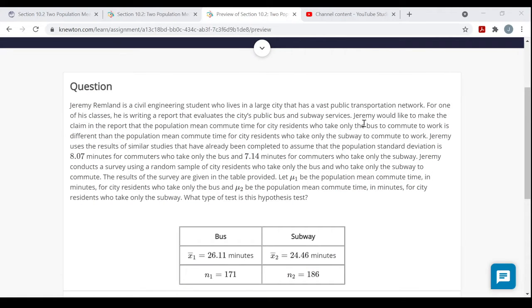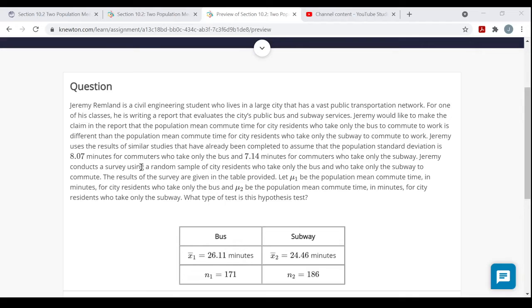So that was the claim. So Jeremy uses the results of similar studies that have already been completed to assume that the population standard deviation is 8.07 minutes for people who commute by bus. So that's like sigma 1, the population standard deviation for the bus commuters. And 7.14 minutes for commuters who take the subway. So that's like sigma 2.